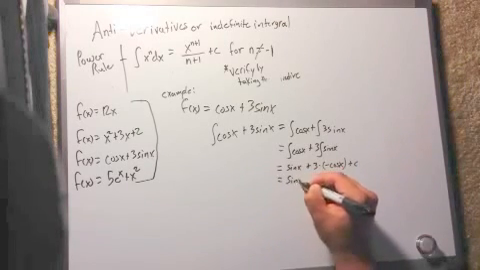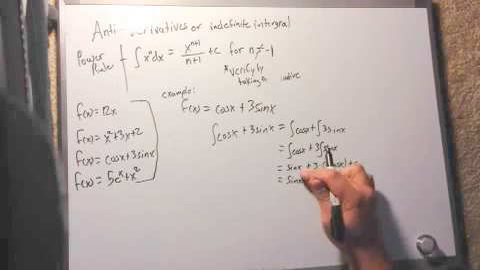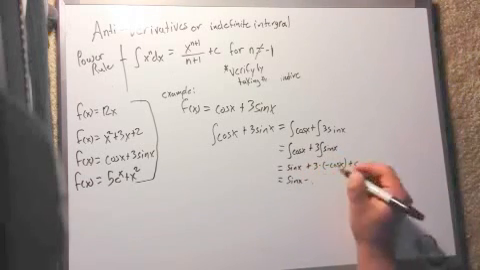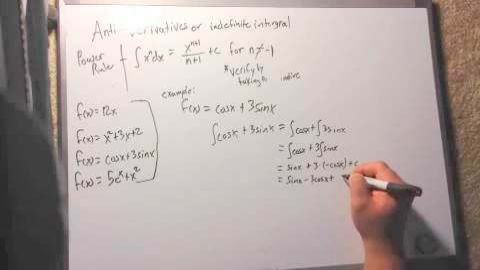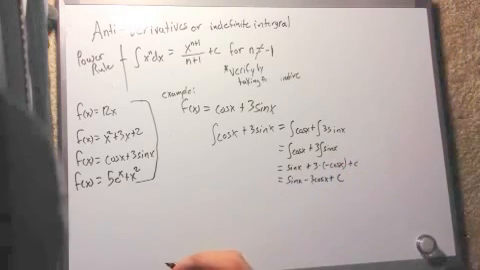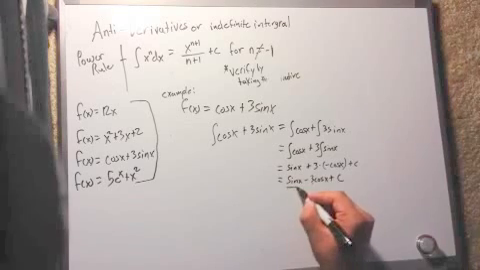It's going to equal sine x plus, or we won't write plus, we'll go negative 3 cosine x plus c. And that's our antiderivative.